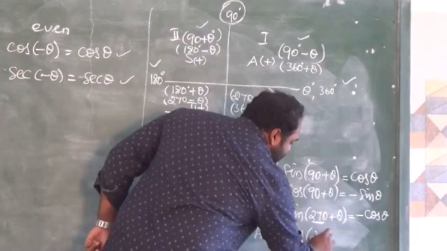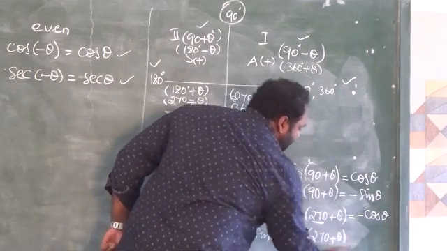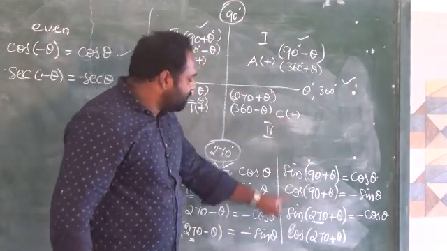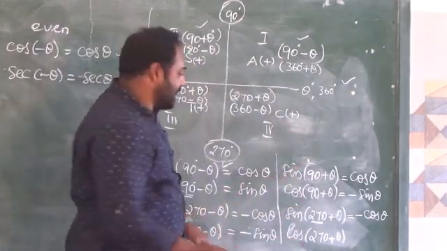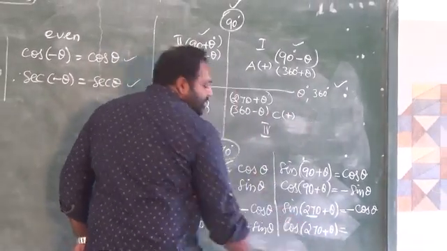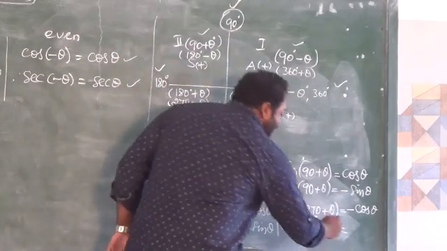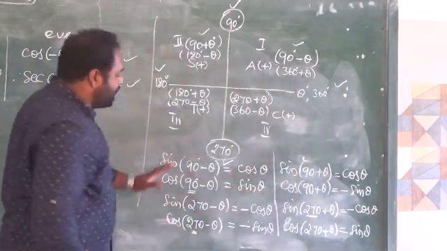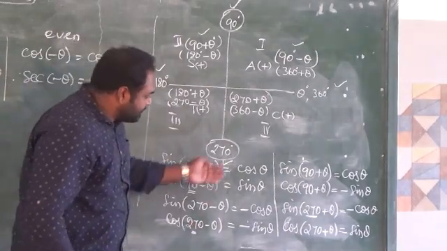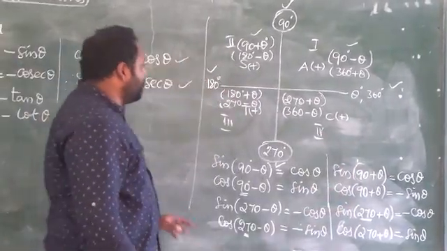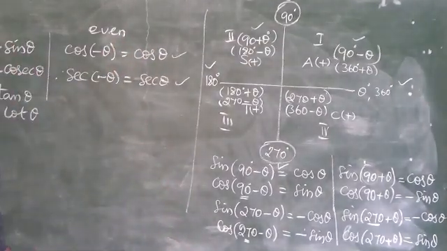Cos of 270 plus theta. First check the quadrant, which is fourth quadrant, cos positive, so there is no change in the sign. Next, since it is 270, we have to change the co-ratio, it is sin theta. So this is the way of finding the value when you are given values like this. Next we can go for some other ratios.